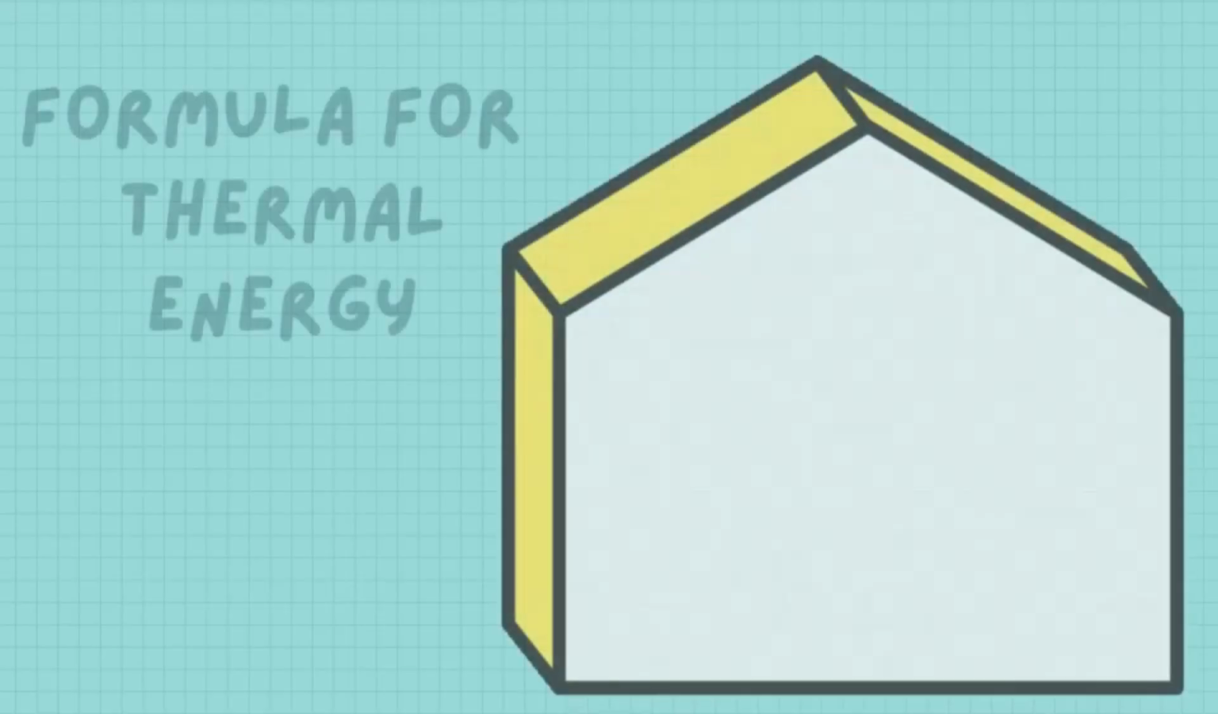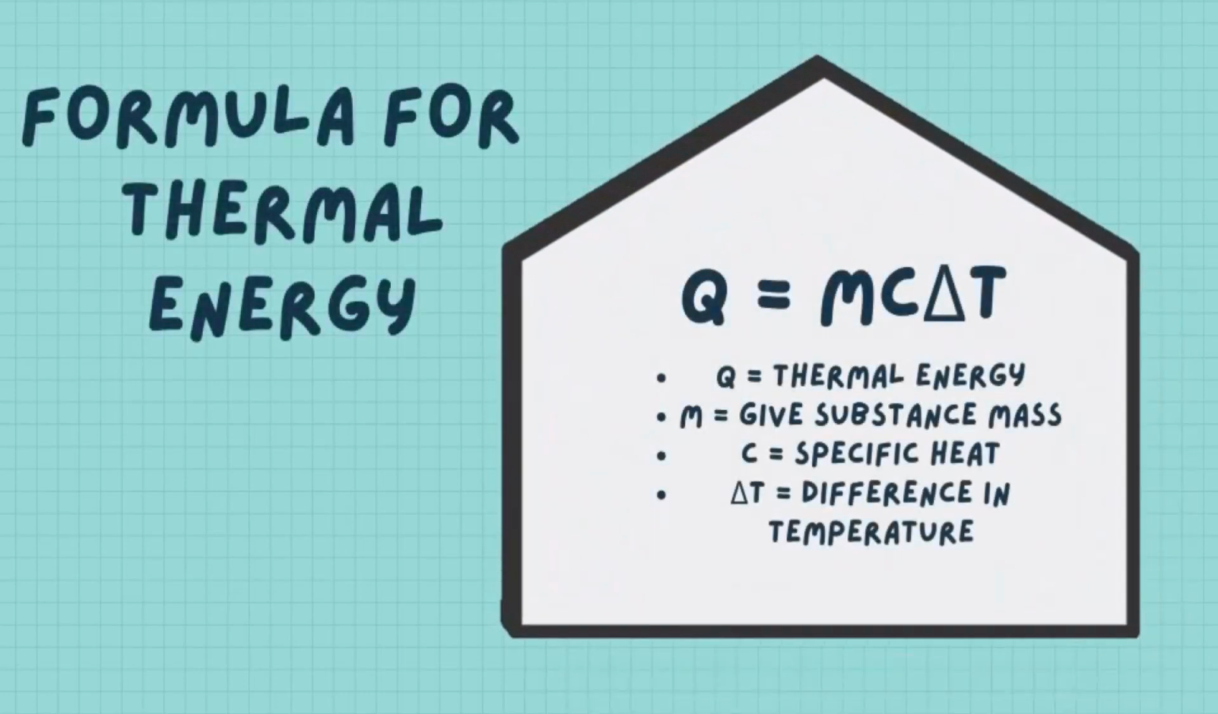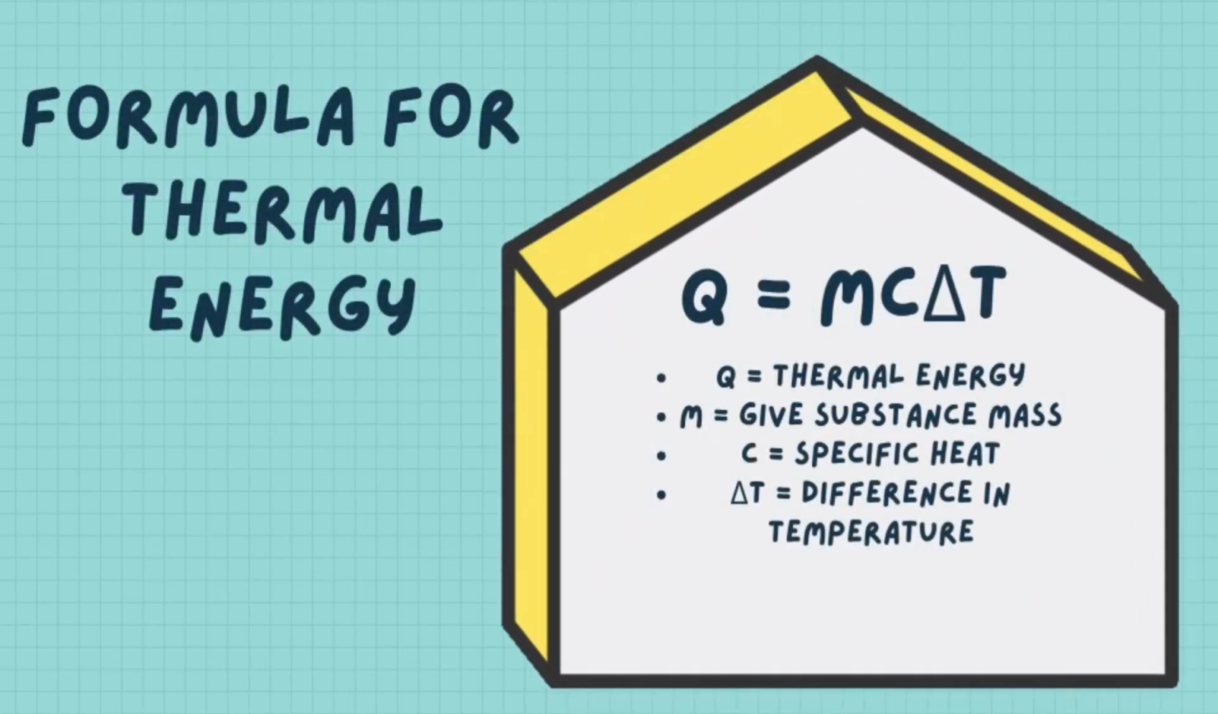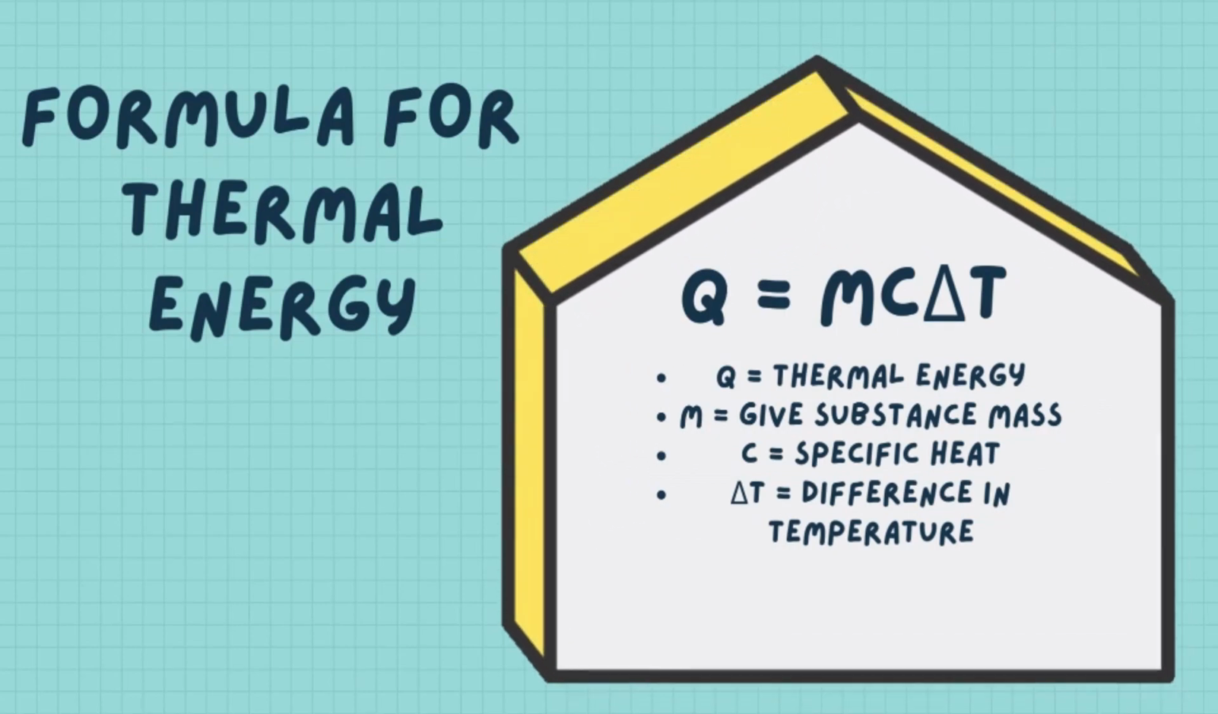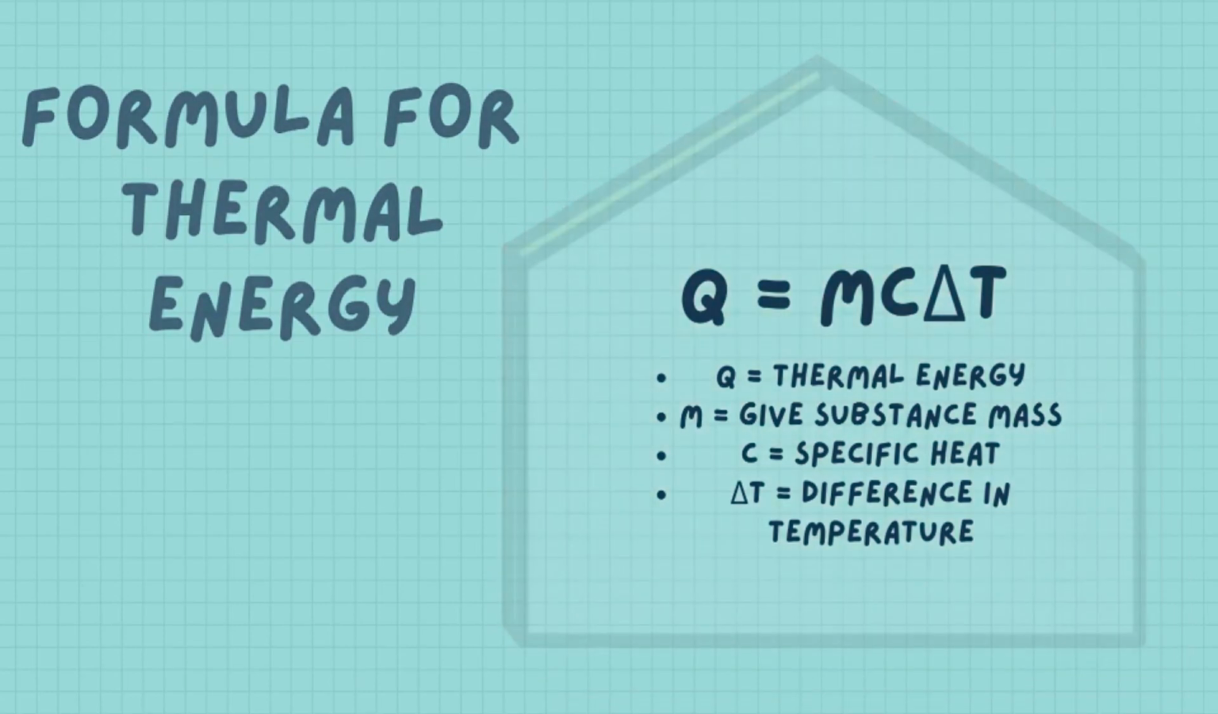And the last one is the formula that is given. The formula given for thermal energy is Q equals mcΔT. Q represents the thermal energy, and m is the given substance mass. c is the specific heat, and ΔT is the difference in temperature.